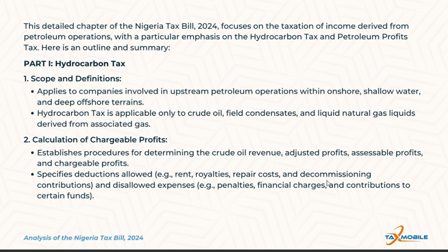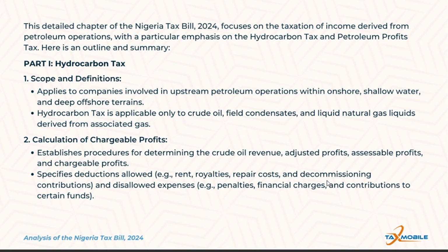Now, let's talk about the allowable deductions. Under the allowable deductions, we have rents, royalties, and repairs directly related to production. Decommissioning contributions to fund the eventual closure of operations are also an allowable deduction. Now, for disallowed expenses, we have penalties and fines, financial charges such as interest on loans, and contributions to certain funds not approved for tax purposes. And let us also look at tax rates and consolidation.